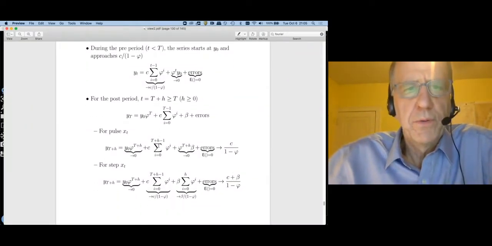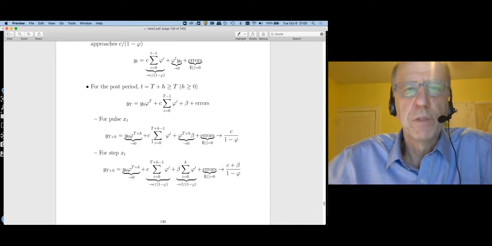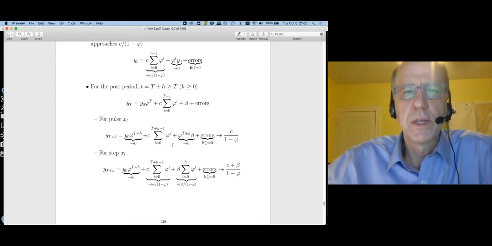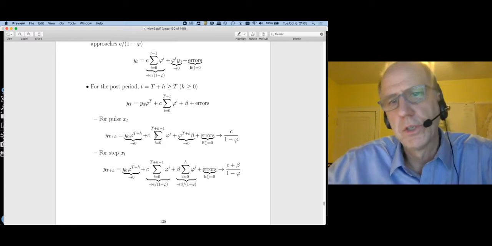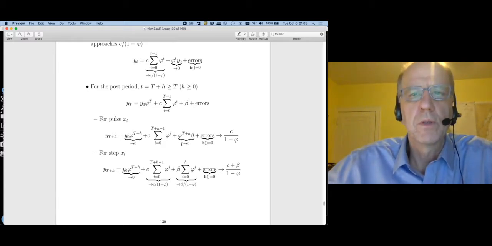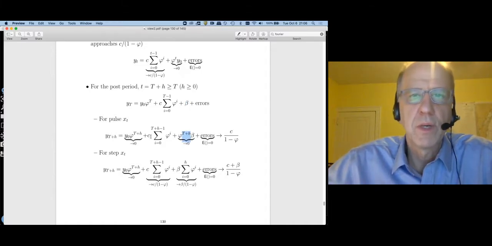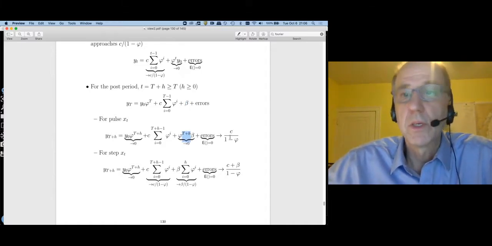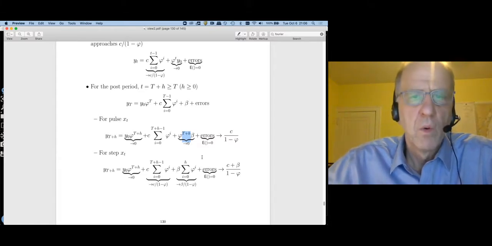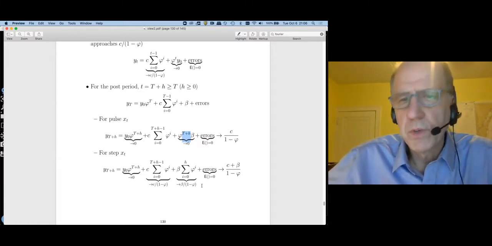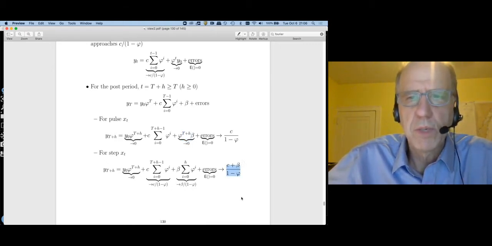You can work it out for both the pulse and the step function. And what you're going to see is that what happens with the pulse function is going to be fairly similar to what we had before. We will get a pulse in one period, and then this thing goes back to 0, and we end up with something going to c over 1 minus phi again. Whereas if we do a step function, we're going to get a new limit. So the asymptote is going to be at c plus beta over 1 minus phi.